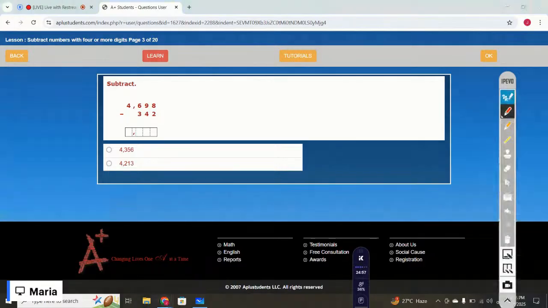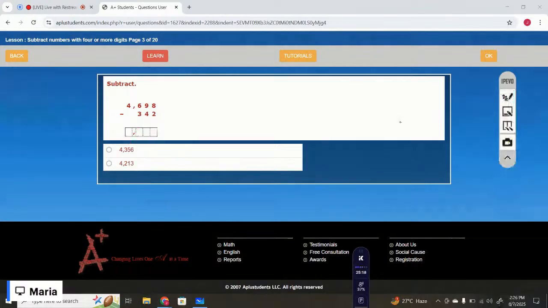Subtract 4,698 minus 342. So 8 minus 2 is 6. 9 minus 4 is 5. 6 minus 3 is 3, and 4. That is 4,356. Option number 1 is the correct option.